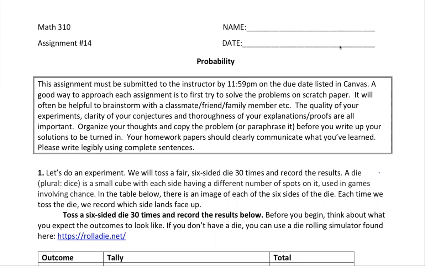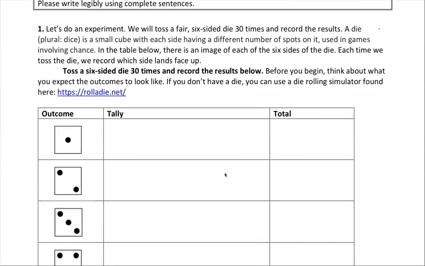And then let's look at 14 to start things off. So we're really getting into some probability. So the first thing you'll do is a little experiment with a die. So if you don't have a die, there's a link right here that you can use to roll a die, but we're only worried about 6-sided die for this problem, or dice.